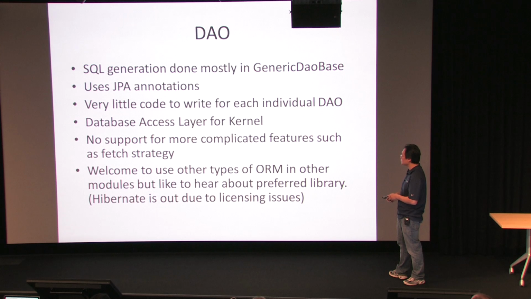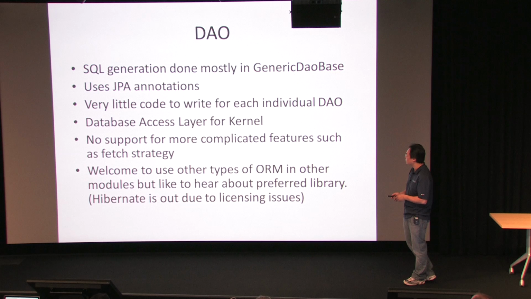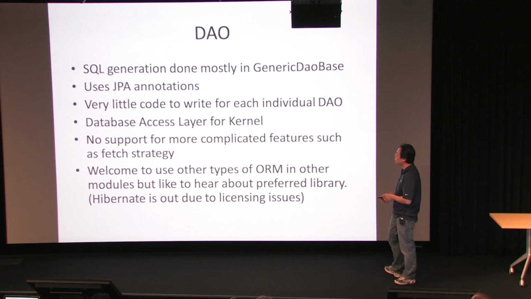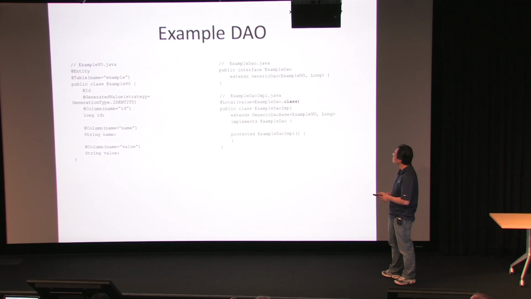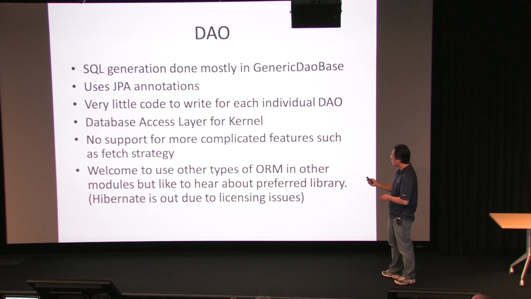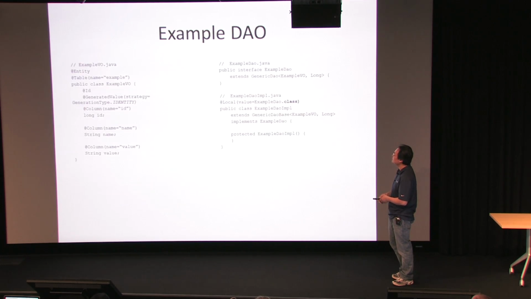And I wanted to show it here so that people can see what can be done. Like I said, we have no support for complicated features like prefetch and things like that, if you're familiar with JPA. But we do use JPA annotations. And by the way, Hibernate has been ruled out because the licensing doesn't make sense. So don't use Hibernate. Find a different ORM. I'm open to suggestions, but that's a licensing issue.